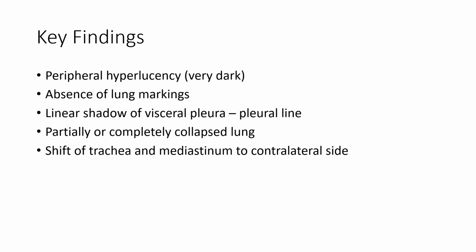periphery, and absence of lung markings, that is the absence of bronchovascular markings. Then you can sometimes identify a line in the periphery, that is the lung margin, also called as the pleural line, partially or completely collapsed lung. Then shift of trachea and mediastinum to the contralateral side in case of moderate or tension pneumothorax. So these are the findings, and in the upcoming x-rays we'll see each of these findings in detail.